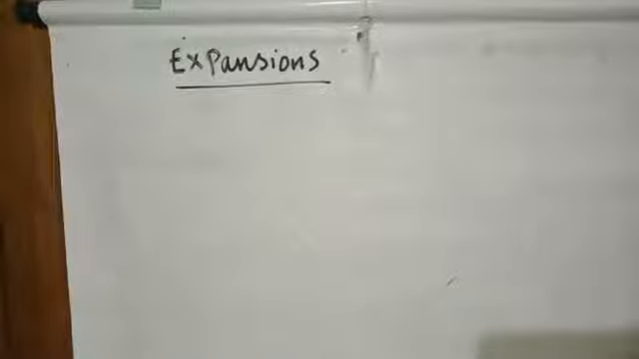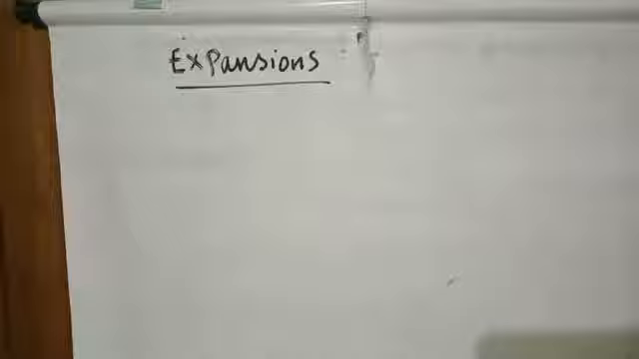Last class we discussed a plus b into a minus b. What is a plus b into a minus b? A square minus b square. That is first term square minus second term square. Now let us learn some other expansions.